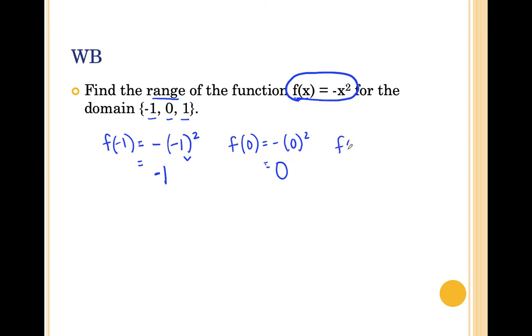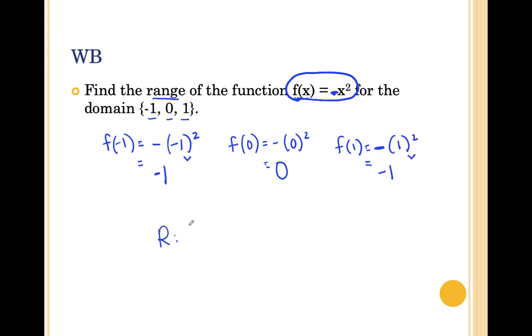And then for our last one, f(1), making sure we don't put the negative sign in the parentheses here, just to clarify this negative sign is part of the function. So that stays there. We're replacing just the x with a 1. So the negative sign does not go in parentheses. So here we have 1 squared is 1. Bring down the negative, we have -1 again.